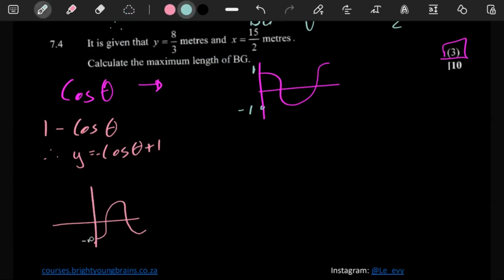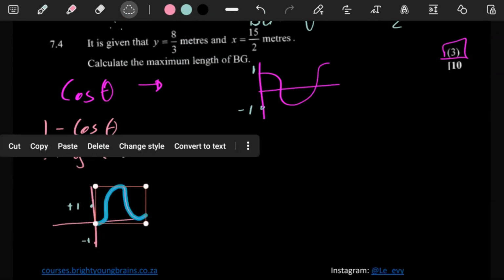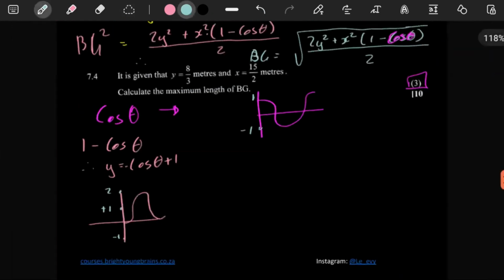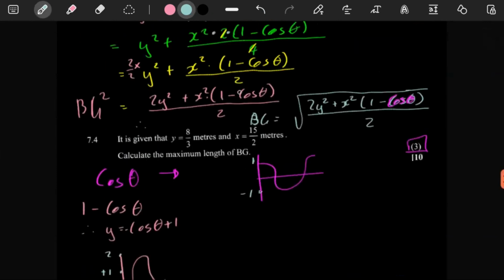Meaning your image, instead of going from +1 to -1, this was moved 1 unit upwards. So your sketch would now look like that, meaning the highest value it would go to is a +2. So here when they're saying calculate the maximum length of BG, what you know is this thing here, the highest it can ever be is just a 2. So here you're going to have, therefore, BG is going to be square root of 2.